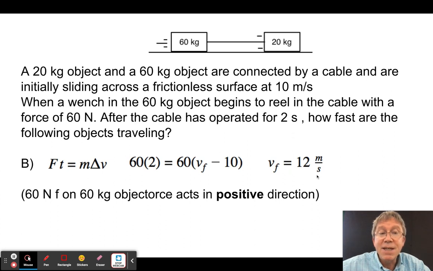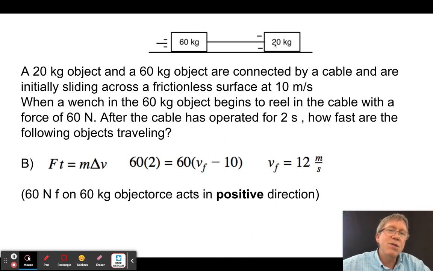And if you think about it, it makes sense. We were going at 10 when the winch caused this cable to apply a tension force. That tension force is going to pull this object in the negative direction, but it pulled this object in the positive direction. So this object had to end up going faster. A lot of times they'll ask this question qualitatively: what should happen to the velocity of this object, and what should happen to the velocity of the center of mass of the system?